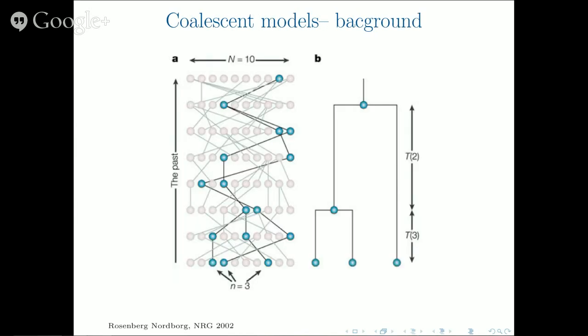So this figure is taken from Rosenberg and Nordborg's review of the coalescent in Nature Reviews. And it shows how the original Kingman coalescent model was derived for a very simple demographic process known as the Wright-Fisher model. In the Wright-Fisher process, there are discrete generations. And the number of offspring that a single individual will have in the following generation follows a binomial distribution.